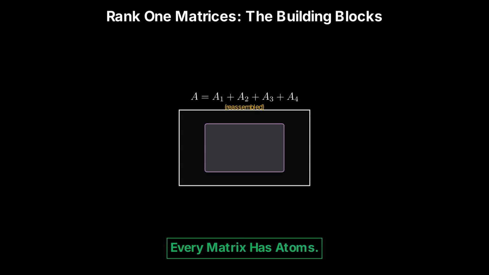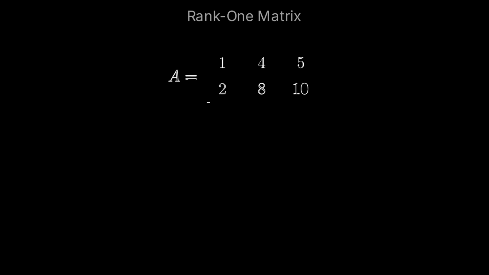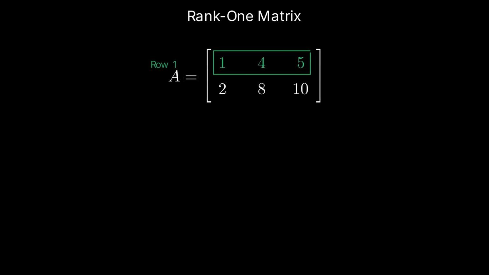Let's start with the simplest case. Consider the 2 by 3 matrix A with first row, 1, 4, 5, and second row, 2, 8, 10. Now look carefully at the rows. Row 2 equals 2 times row 1. Every entry in the second row is exactly twice the entry directly above it. 1 times 2 gives 2, 4 times 2 gives 8, and 5 times 2 gives 10.